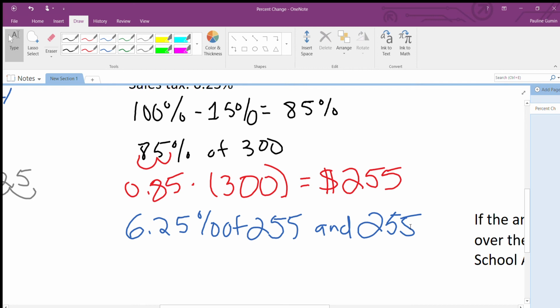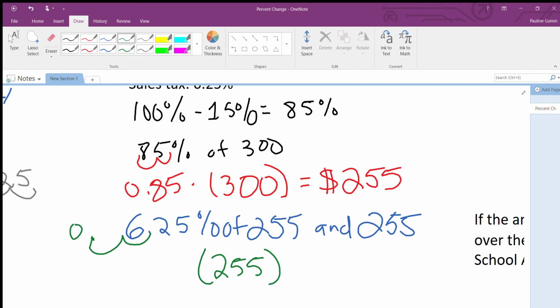We discussed just previously that of means multiplication. So we're going to be multiplying by 255. We're going to change the 6.25% into a decimal and move it over twice. When we have an empty spot, we put a 0. So we're doing 0.0625 times 255. That's 6.25% of 255. Then we have the word and, which is addition, 255.